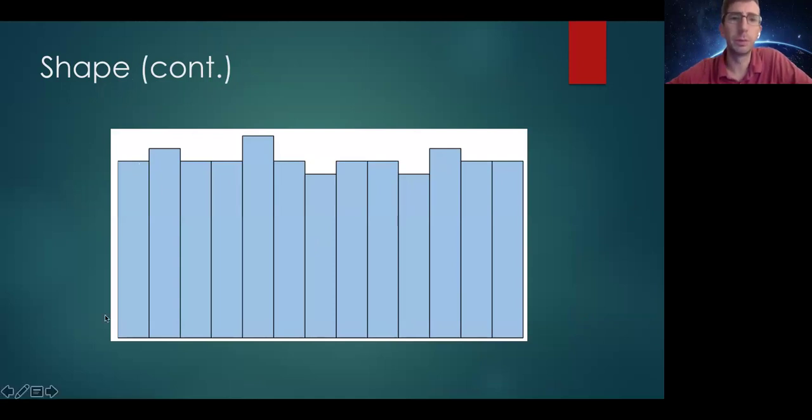This is another example of a histogram. This one we would call uniform, roughly uniform, right? It has no major humps, right? It doesn't go up and down. It stays fairly consistent over time. So again, this is what we would call uniform.